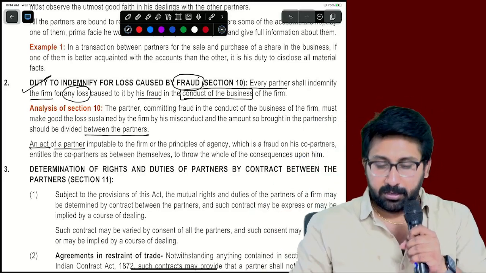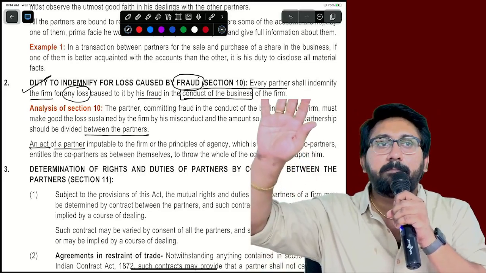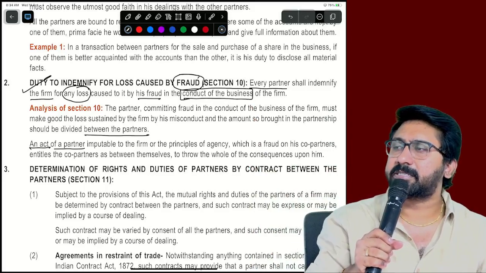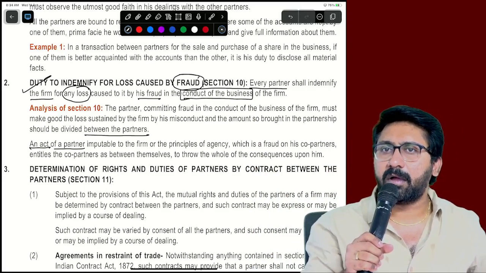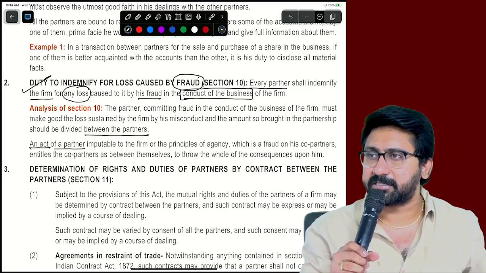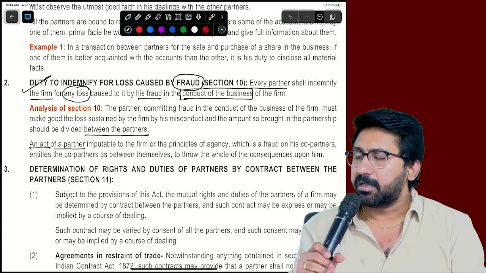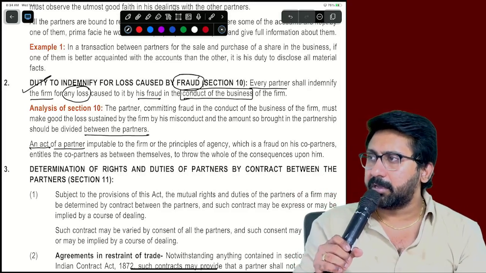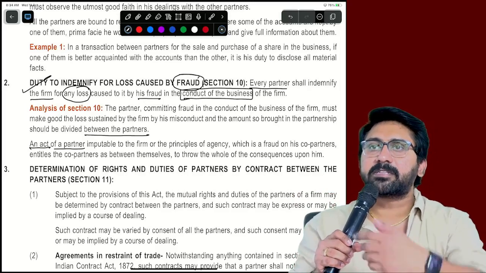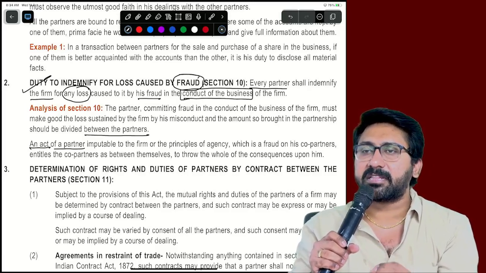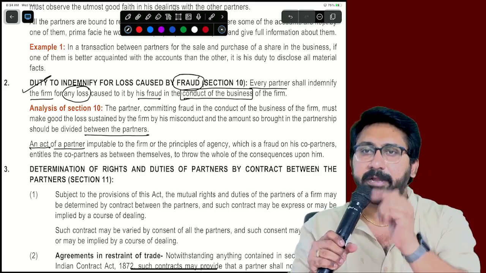I will give you an example. Please see here. Our partnership firm is in the business of textiles. One third party came and gave an order for 1,000 bales of cotton roll. I gave a cheap quality one rather than the quality for which he paid.